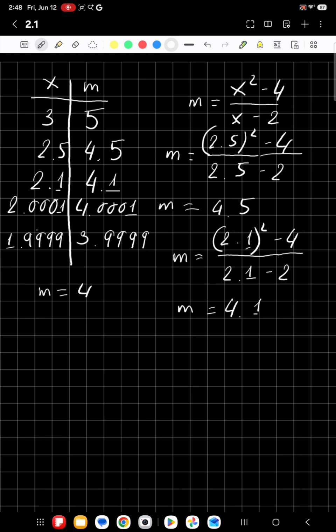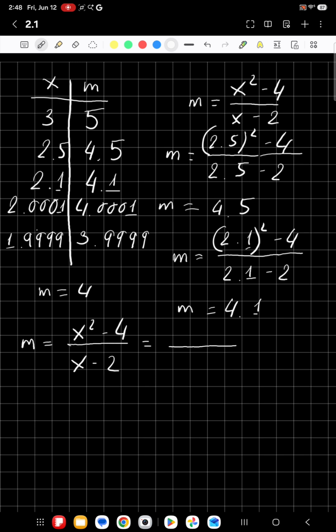So we're going to conclude that the slope of that line is 4. Another thing we can do, when we look at that formula for slope, let's look at it. So it's x squared minus 4 divided by x minus 2.